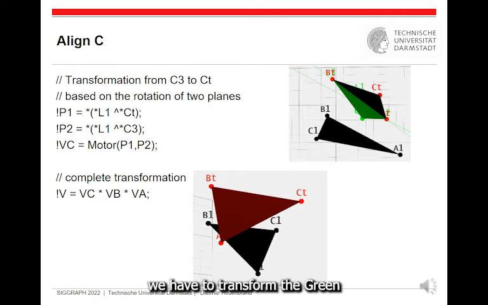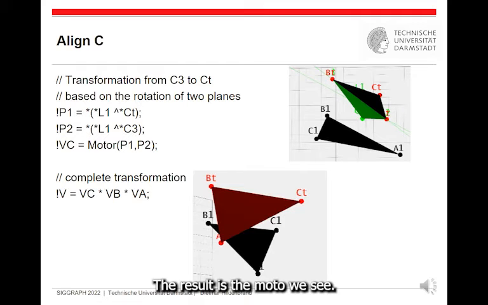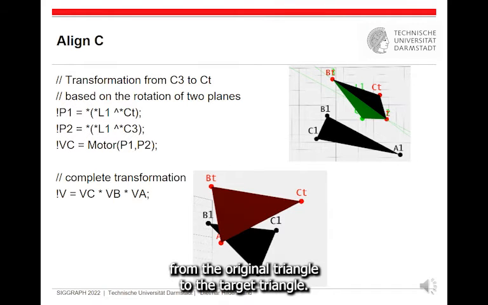In the last alignment step, we have to transform the green triangle to the target triangle, and for that we compute the two planes the green triangle is lying in and the target triangle is lying in, and then again compute the motor between these two planes. The result is the motor VC, and now we know that for the complete transformation from A1, B1, C1 to the target triangle, we need all these transformations of each step together. Means we have to multiply VC times VB times VA, and the result is the complete transformation V from the original triangle to the target triangle.